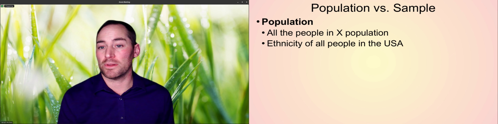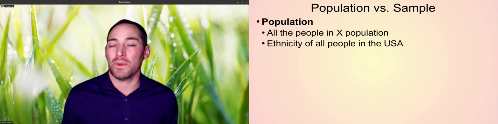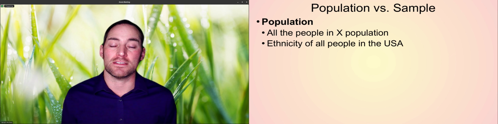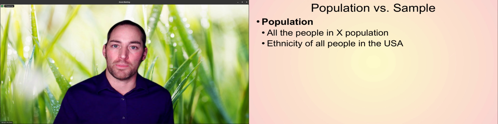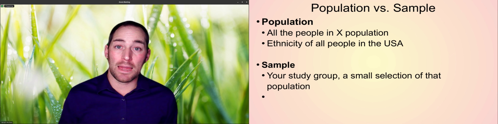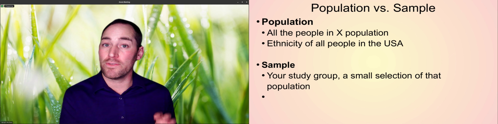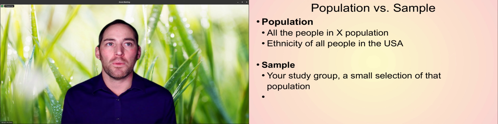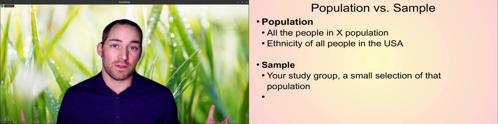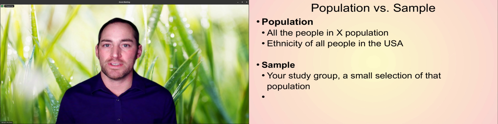An example is the ethnicity of all the people in the USA. What is the ethnic breakdown of the entire U.S. population? Well, we can get a sense of that because we do a census in the USA. We try to measure every single person. Now, we're not going to absolutely get everyone, but we get a pretty good number of everybody. A sample, on the other hand, is your study group, the group that you select out of that population and then study. So if I wanted to know about the population of the USA, I would get a sample. Maybe I would sample 200 people from each state.